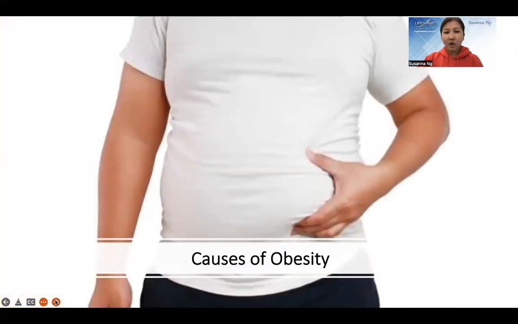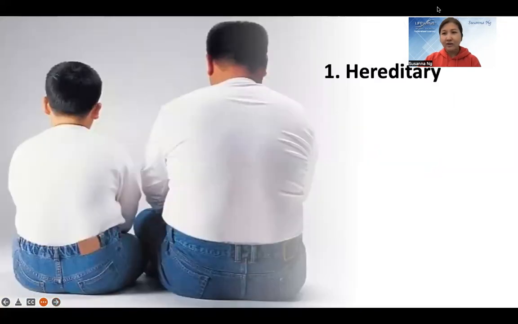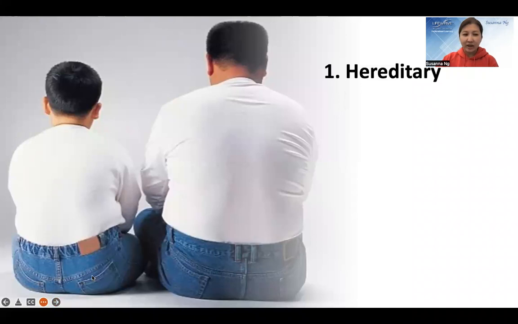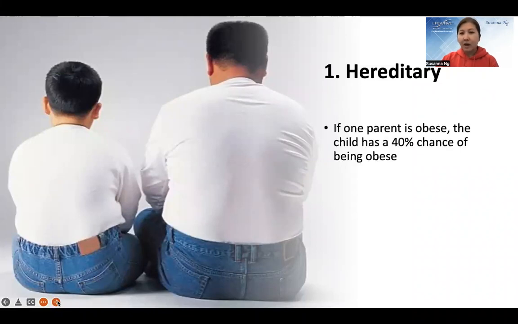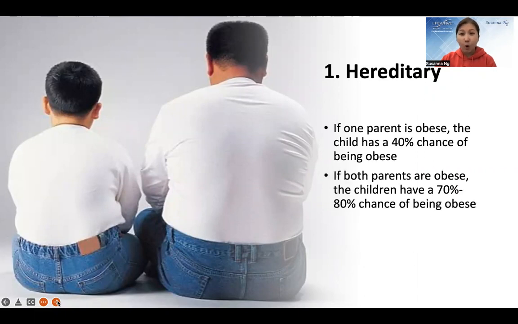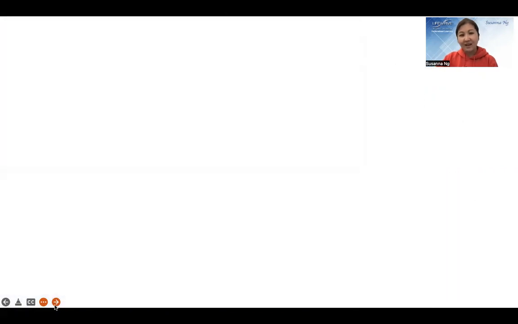So, what's the cause of obesity? First, actually, this is a genetic issue, the hereditary. So, if one parent is obese, the child has a 14% chance of being obese. If both parents are obese, the child has a 17 to 80% chance of being obese.